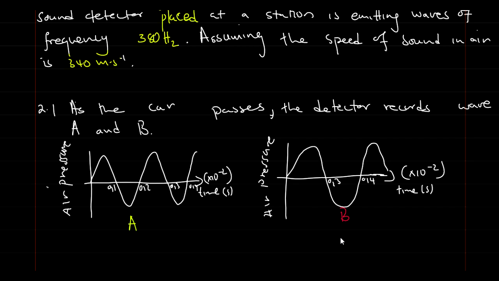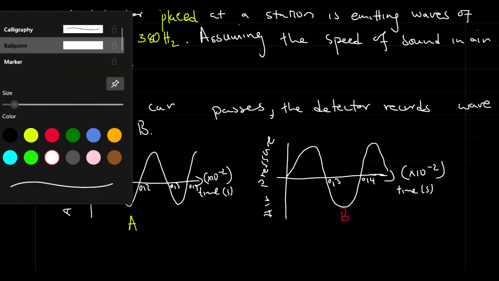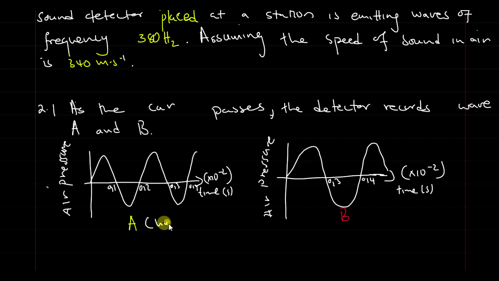Remember I've told you that the graph which shows the compression of a wave will have a higher frequency, and the one which shows a stretch of the wave will show lower frequency. This one will show higher frequency, this one will show lower frequency. So A will show higher frequency and B will show lower frequency.